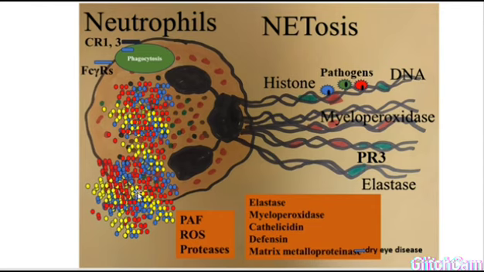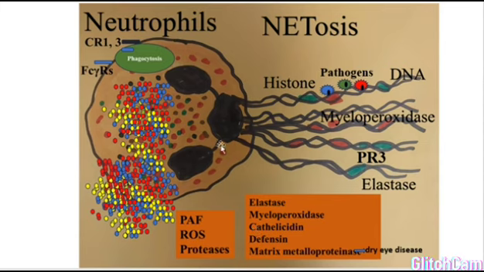The second way by which neutrophils can destroy the pathogen is through the liberation of granules, which include platelet activating factor, reactive oxygen species, proteases, elastase, myeloperoxidase, proteinase 3, defensin, and matrix metalloproteinase. So these mediators can destroy the microorganisms and pathogens by different mechanisms.